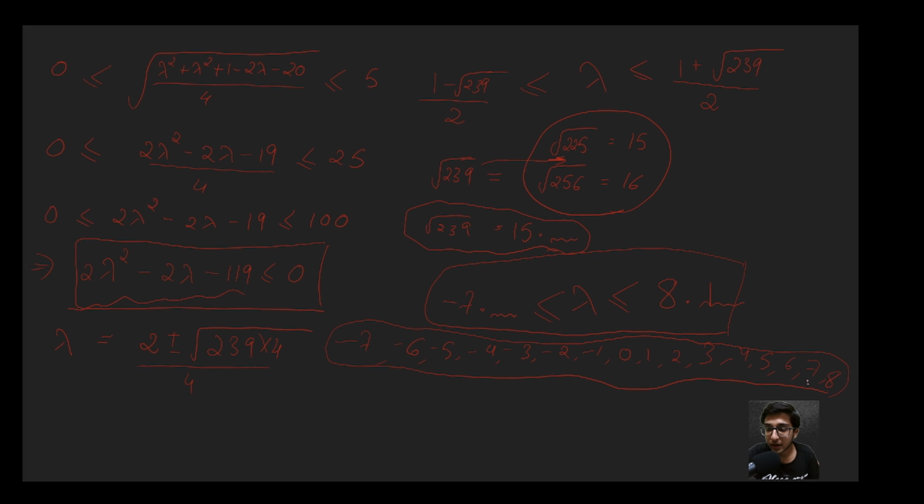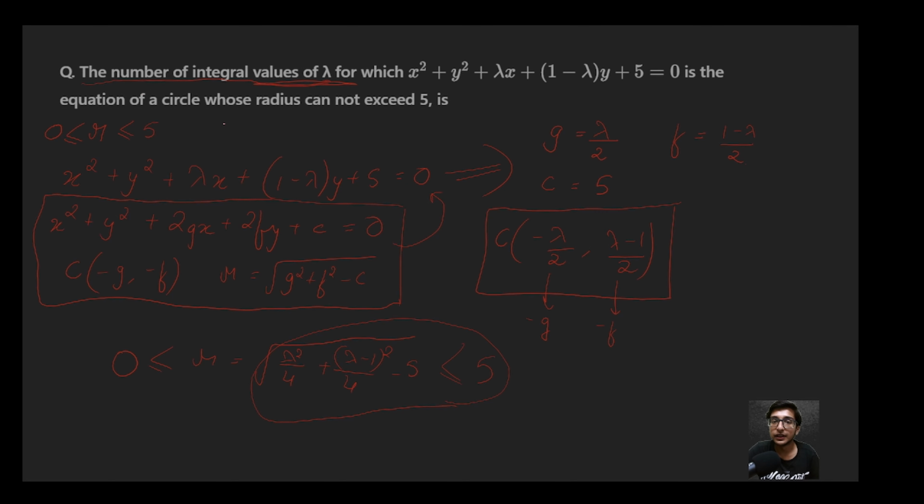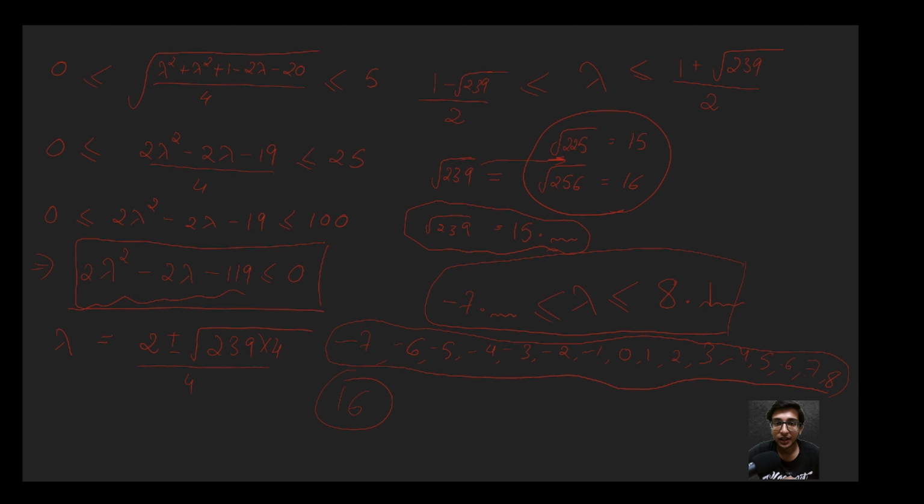Now how many are there? 1, 2, 3, 4, 5, 6, 7, 8, 9, 10, 11, 12, 13, 14, 15, 16. So 16 values are there, and they had asked us the number of integral values. So our answer becomes 16. This is our answer. Again, a very easy question. You just needed to apply some basic concepts of circle. The only thing here was you had to use your logic to find out root under 239, that it would lie somewhere between 15 and 16, and then you could have found out the integral values of lambda. Let us look at another question.